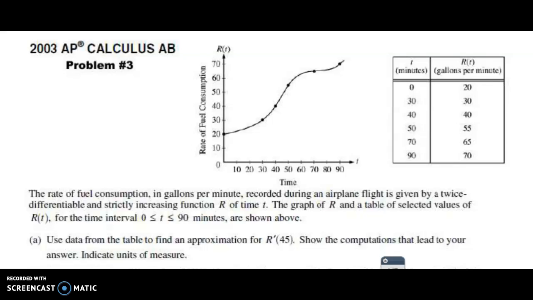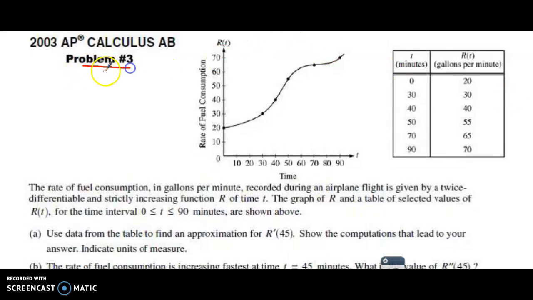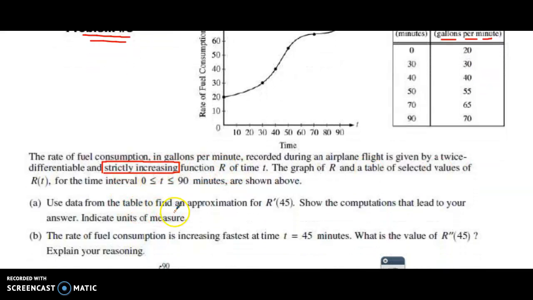So moving on to the next piece of the notes. I believe these are online, so if you want a different explanation, you can at least see the answers. So what we have is the rate of fuel consumption in gallons per minute recorded during an airplane flight. R is twice differentiable, strictly increasing, that's important. It's only increasing. The graph of R and the table give selected values of R of T. Notice that the units are in here as well, gallons per minute, so you know that R of T is a rate. So use the data from the table to find the approximation of R prime of 45.